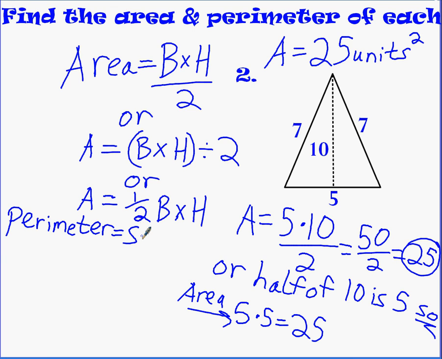For perimeter, you just add up all the outside sides. Every triangle has 3 sides, so you add side plus side plus side. In this triangle, the 2 top sides are 7 and 7, and the base is 5. Adding those together gives you 19.